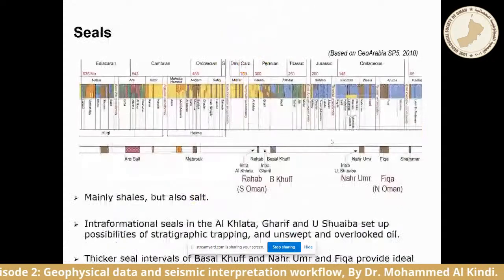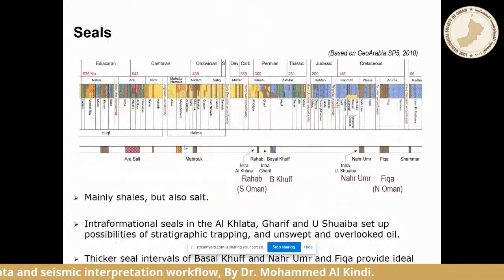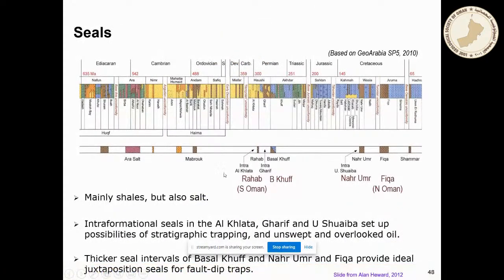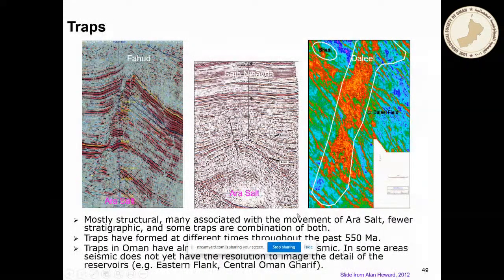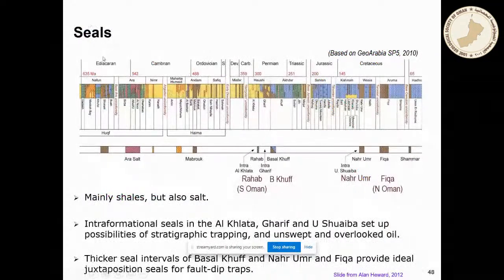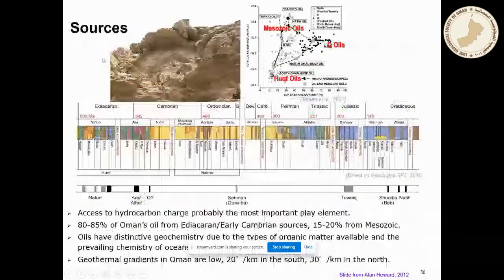Okay, and then we said we have also seals that go through different times. And then we have also different types of traps, اللي هي بالعربي المصيدة، والسيل اللي هو السدادة. And then we have different types of source rocks.